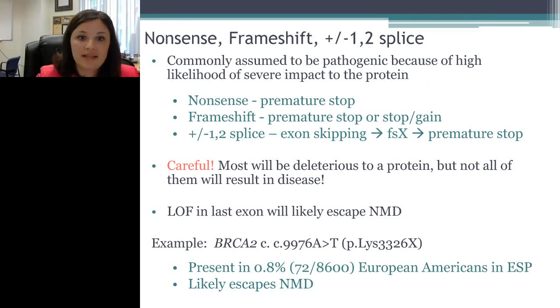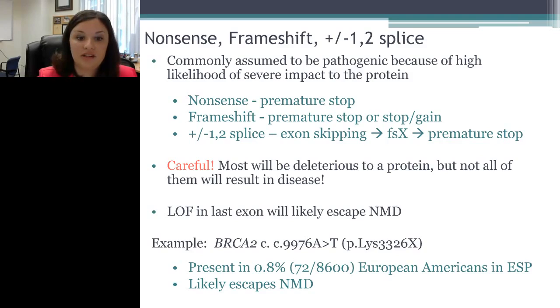So just a word on nonsense, frame shift and 1-2 splice variants. These are commonly assumed to be pathogenic, and this is because of the high likelihood of a severe impact to the protein. So nonsense and frame shifts usually lead to premature stops, and 1-2 splice can lead to exon skipping, which would lead to a frame shift and a premature stop. We need to be careful with these variants because although most of them will be deleterious to the protein, not all of them may result in disease. And in fact, there are many genes where we know that we can lose one copy of the gene and be absolutely fine with no phenotype.